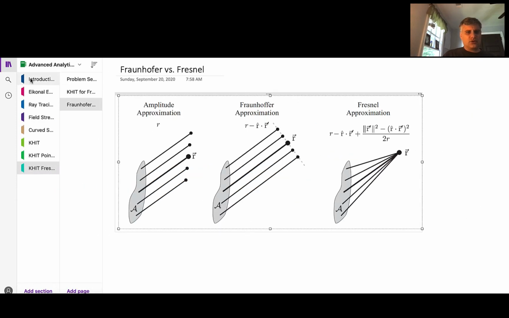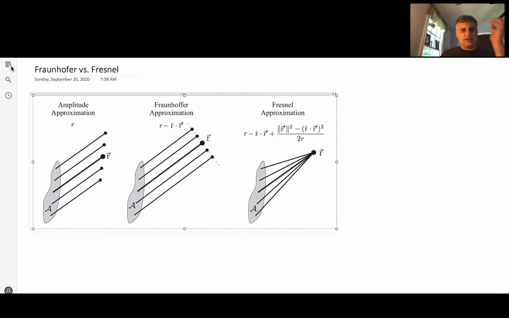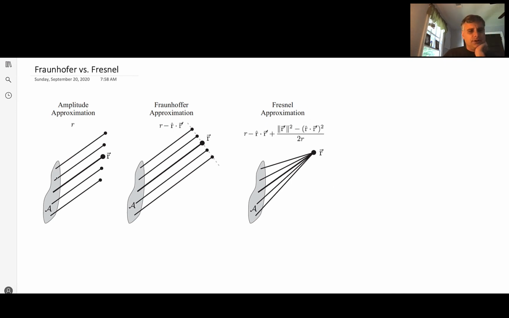Graphically, we can relate this as the following. Here's our aperture. Here's our point of observation. What we're saying, if we make the approximation in amplitude r, is that no matter where you are on the aperture, the distance from there to the point of observation is always the same. So that's clearly not the case for this point that I've designated very far or very close to the aperture. But of course, if I was way over here, that wouldn't necessarily be a bad approximation, especially in amplitude.